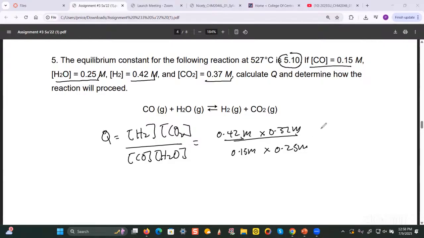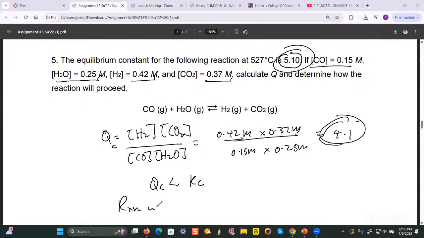Okay, so according to my calculation, this works out to be 4.1. All right, so that's Q, and to be more specific, QC, right? So the next thing we do is compare the 4.1 to the 5.10. So that means that QC is less than KC. So which direction will the reaction shift? To the right. So therefore the reaction will shift to the right.